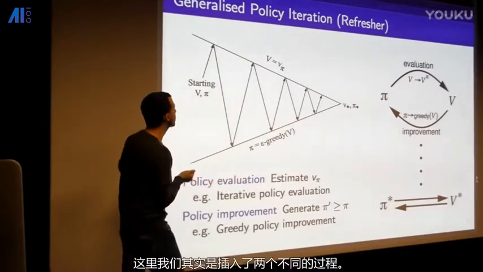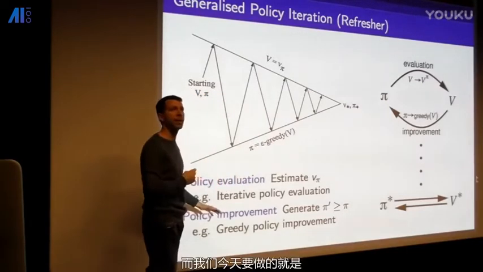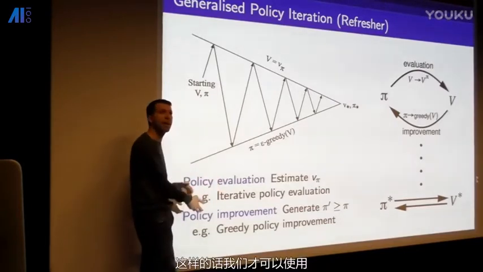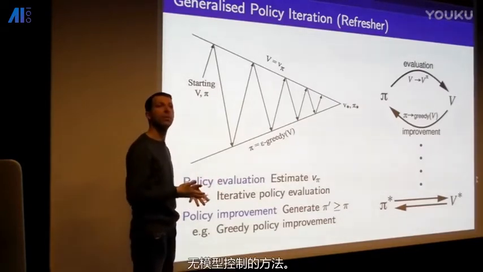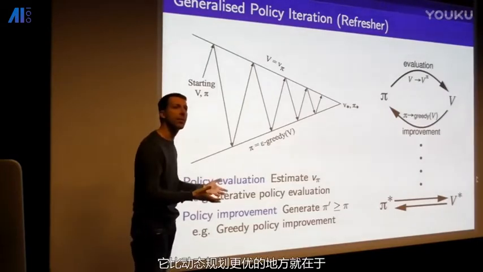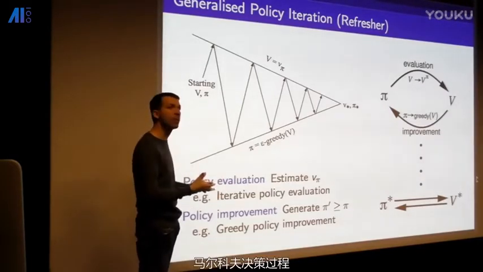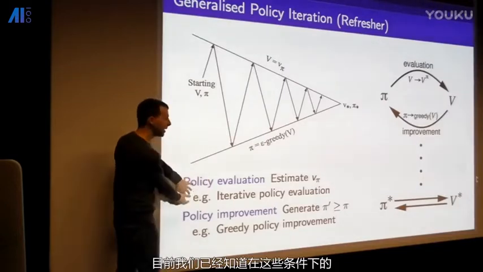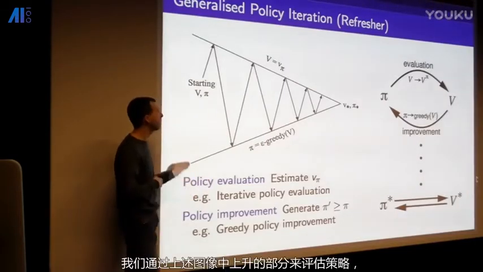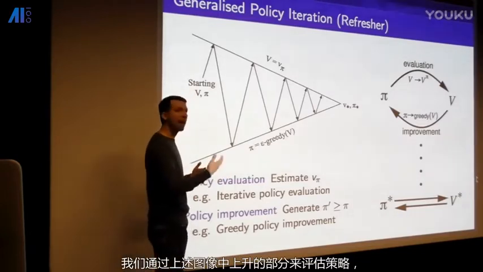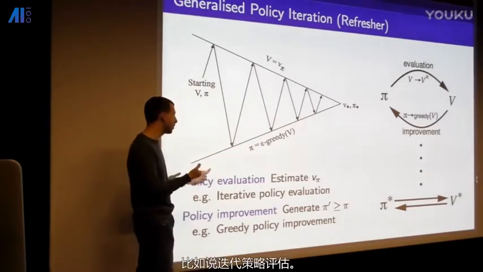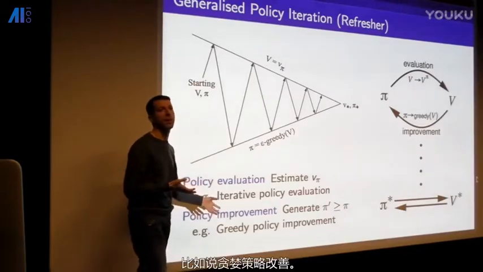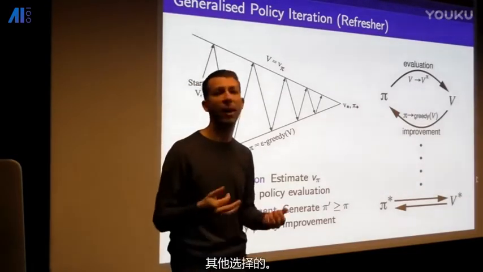And the question is, well, what can we slot in for these two processes? What we're going to do today is vary the choices of what slots into these two pieces, to enable us to do model-free control, rather than in dynamic programming where everything used full knowledge of the MDP model. So far in the dynamic programming examples, our up arrows were some way to evaluate the policy, things like iterative policy evaluation, and the down arrows were things like greedy policy improvement. And now we're going to vary those two components and try other choices.